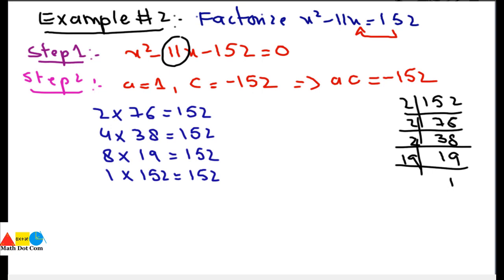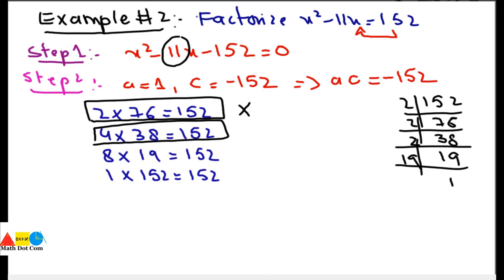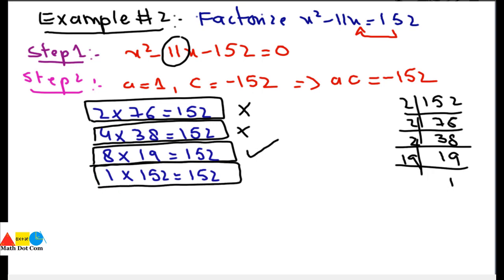First we will check one by one. Can we take the pair 76 and 2? No, because we cannot get 11 by adding or subtracting 2 and 76. Then we have 4 into 38. Can we add or subtract 38 and 4 to get 11? No, we cannot. Then we have the pair 19 and 8. Can we get 11 by adding or subtracting 19 and 8? Yes, by subtracting 8 from 19, we get 11. So we can take this pair.